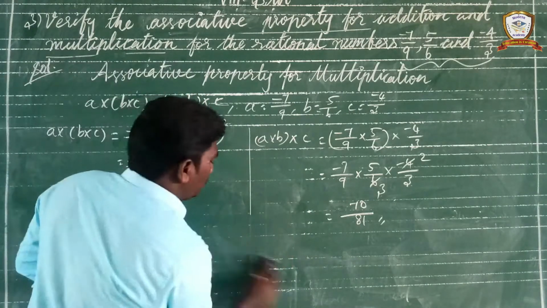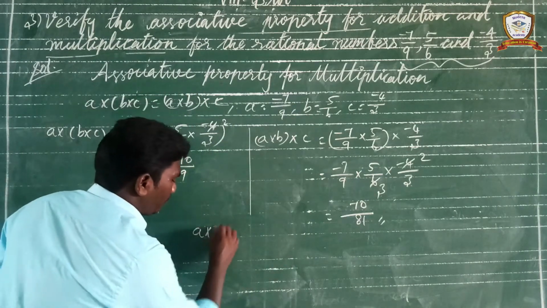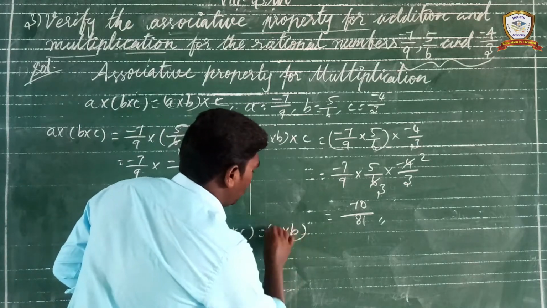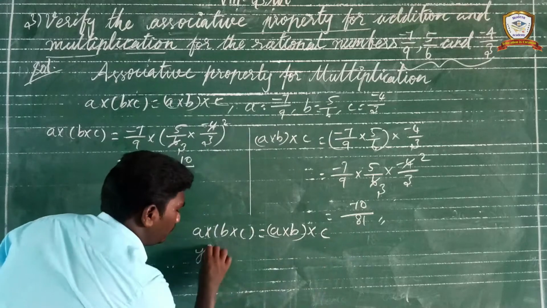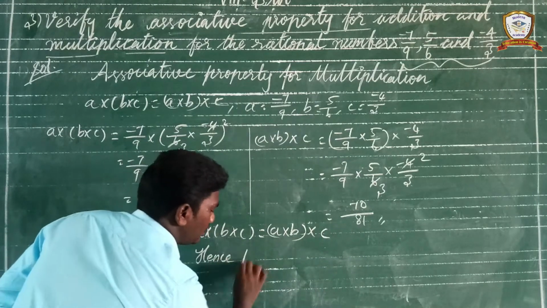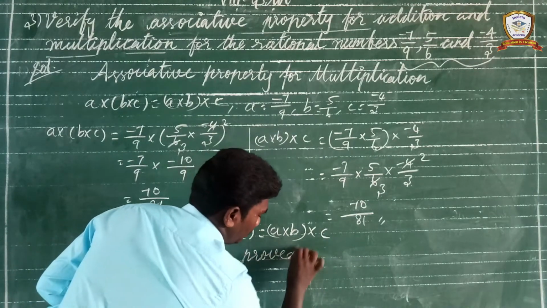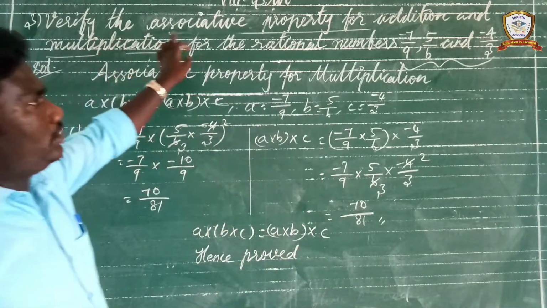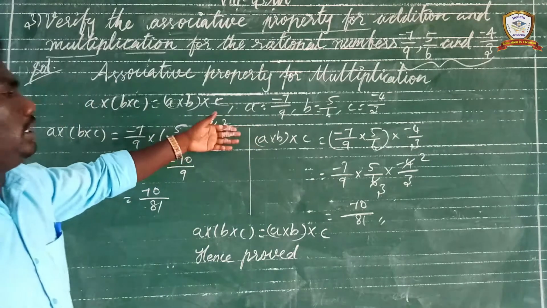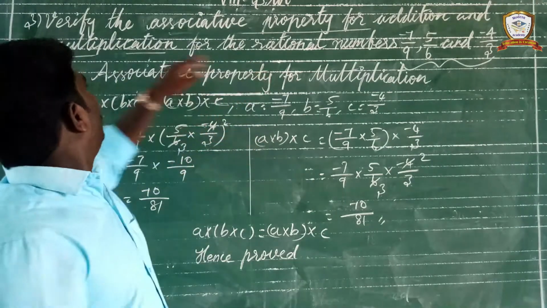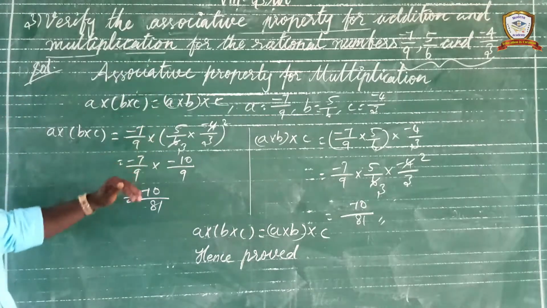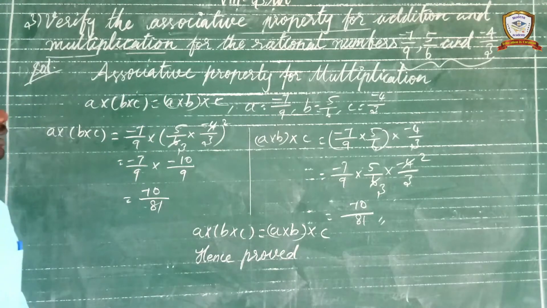Therefore both are also equal. So A into B into C is equal to A into B into C. Therefore hence true. Are you clear? Any doubt? So this is the first one, verify the associative property for addition, and now the associative property for multiplication. Okay, any doubt on this one? Shall I go to the next sum?